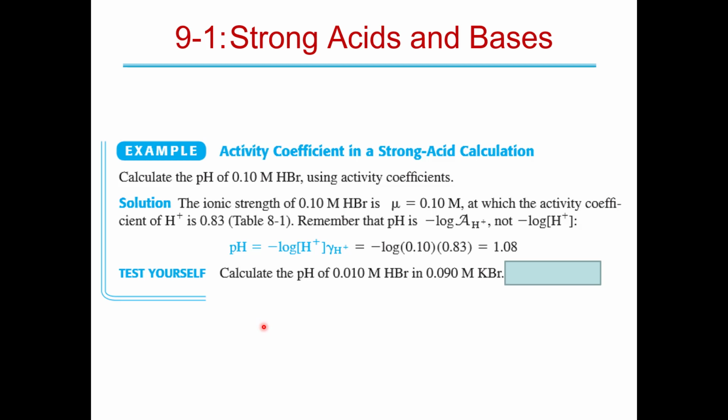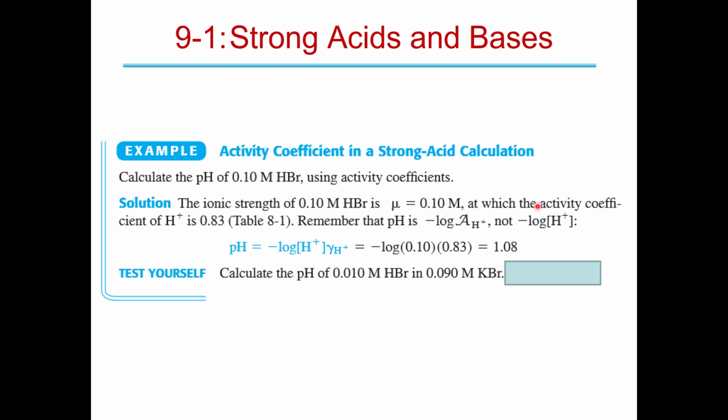So let's look at this example. Let's say we wanted to include the activity coefficient. This is an example from your textbook, and we want to know what's the pH of 0.1 molar HBr. Because we've memorized it, we know that HBr is a strong acid, so it's going to essentially 100% dissociate. That's going to give us 0.1 moles per liter of H+ and 0.1 moles per liter of Br-. And so that's a 1-to-1 electrolyte, and we know the shortcut here, that gives us an ionic strength of 0.1 molar.